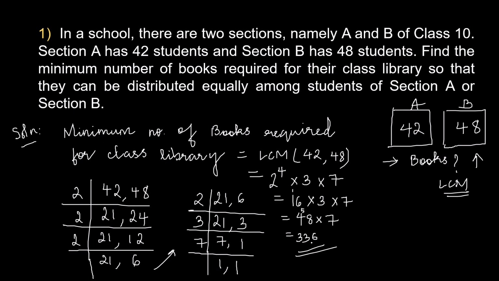So these are the least possible books that the class library should have in order to distribute them equally among sections of class 10. So moving on to the next question.